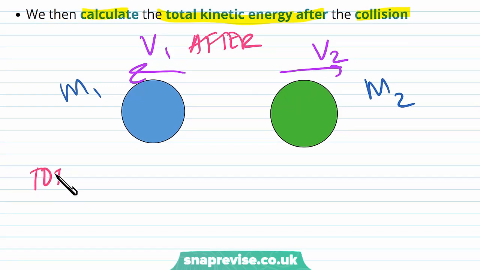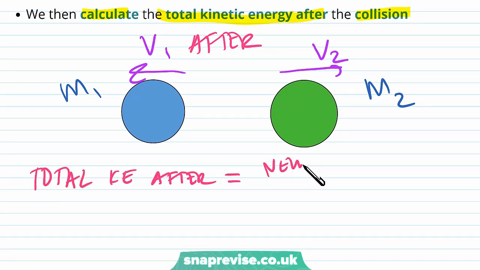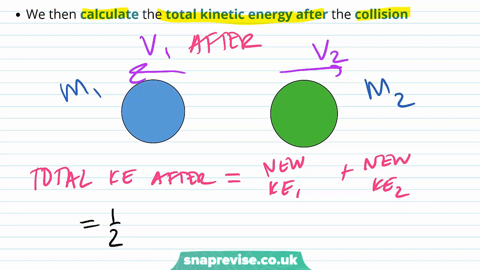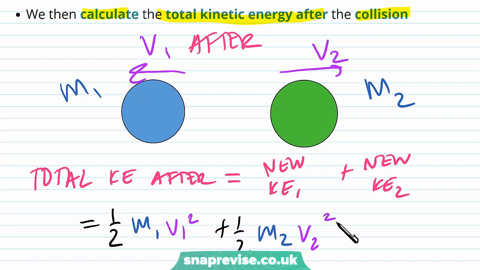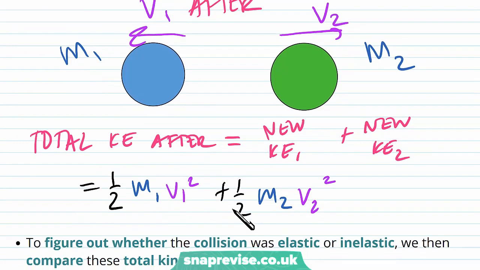So the total kinetic energy after is given by the sum of the new kinetic energies. So we've got new KE1 plus new KE2. These new kinetic energies are determined by the new velocities of the balls. So this is equal to a half m1 v1 squared, now we're using the final velocity, plus a half m2 v2 squared. So that's our total kinetic energy after.